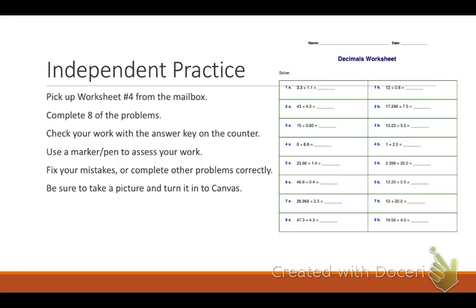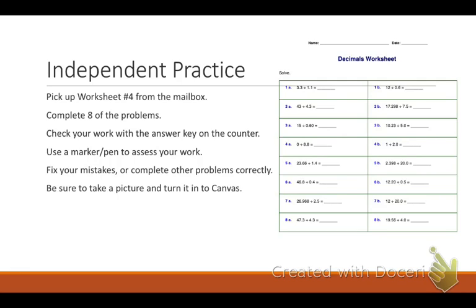much room is on the outside edges of your paper. So make sure that you get some lined paper. If you're not sure where it is, ask me and we'll get that for you. But take some time, choose 8. It can be from either side, and then check your answers from the counter. Fix those mistakes, and then take a picture, turn it into Canvas.